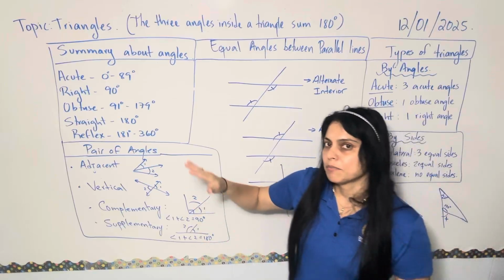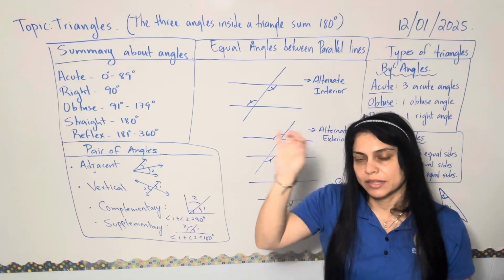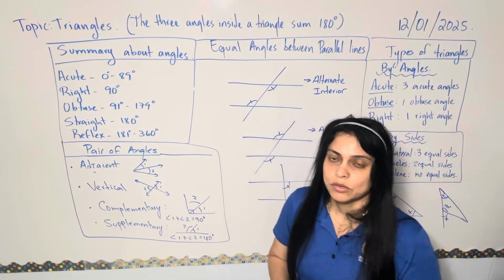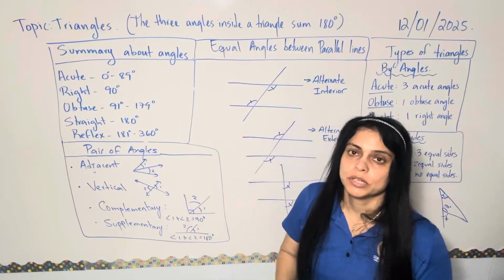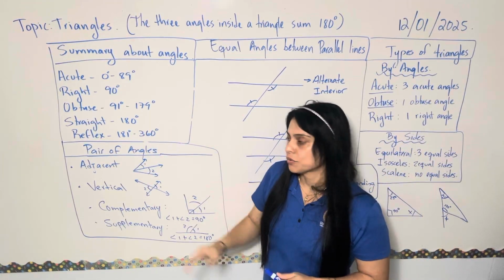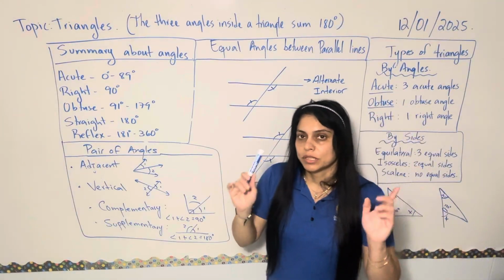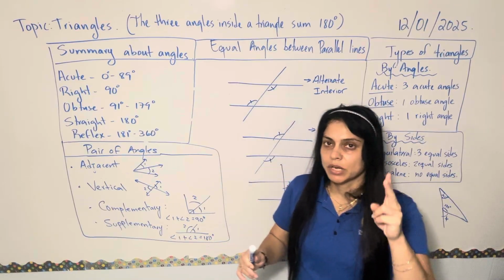How could this appear on your test? Obviously, I'm going to give you an angle. I will say the measure of this angle, and you need to recognize, according to the measure, what type of angle we are talking about. So that's why it's very important that you understand these concepts and their measures. Then we also have pairs of angles, and it's very important you remember the word pair. That means we are working with two angles at the same time.